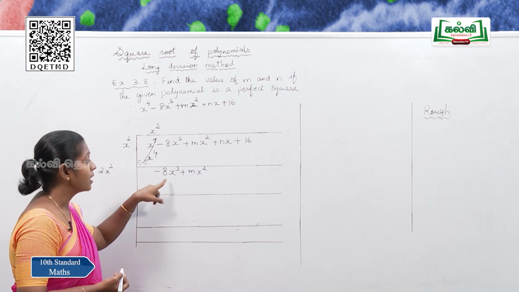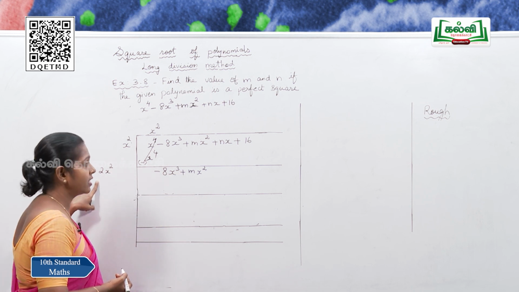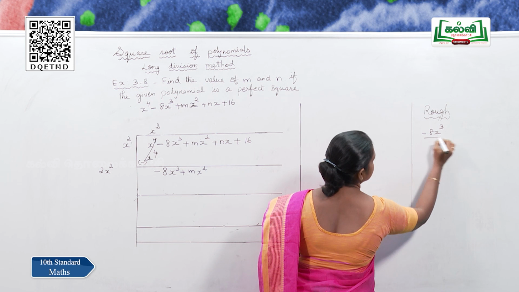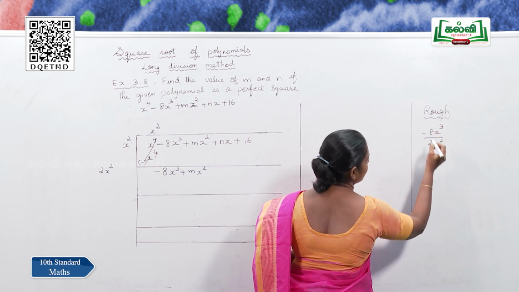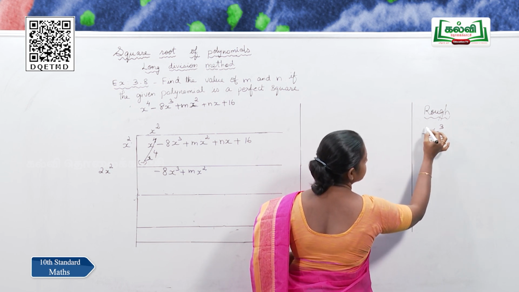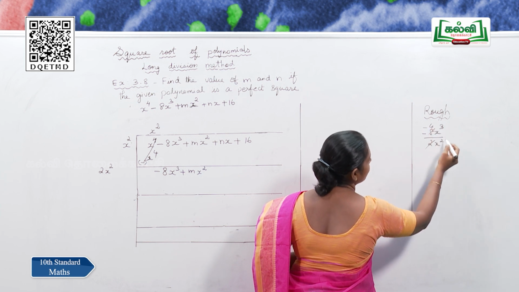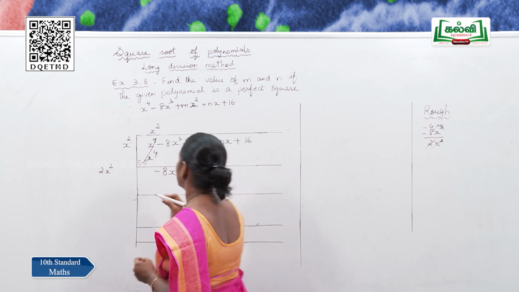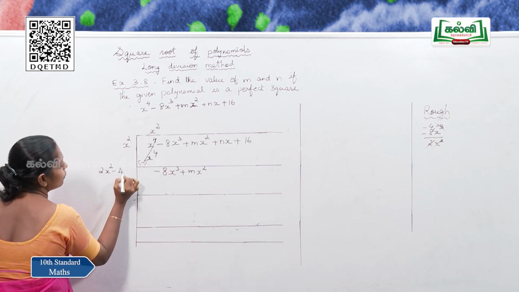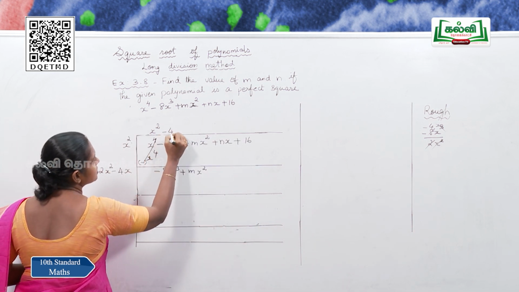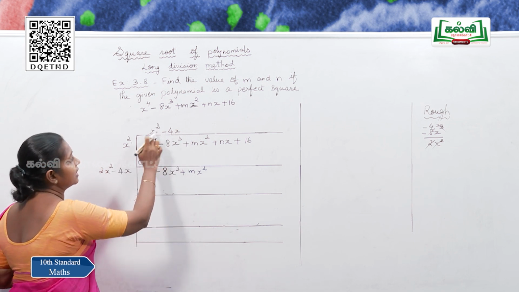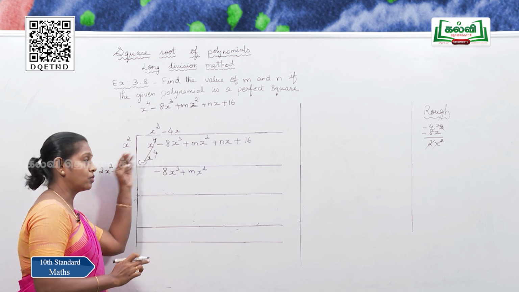How should I find? Minus 8x cubed should be divided by 2x squared. Minus 8x cubed by 2x squared. So, 2 and 8 will be cancelled and sign will be there. That is 4. X squared will be cancelled. There will be only x. That's why I will be getting minus 4x here. I should post the same minus 4x in the quotient place also. So that you'll be getting x squared minus 4x in the quotient place.